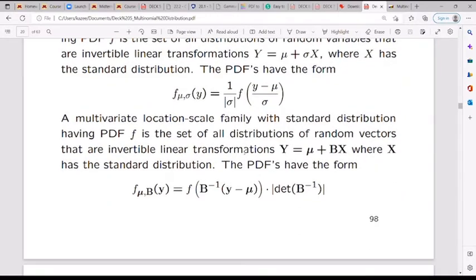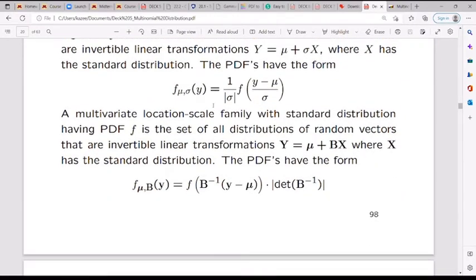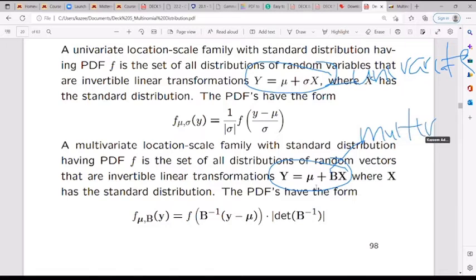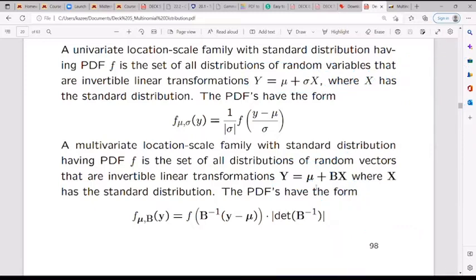If I want to write that in a multivariate form, I'm going to write it this way. Here, instead of the absolute value of sigma, I'm going to have the determinant of B raised to the power minus 1. Take a look at this. This is for the univariate case, but here is a multivariate version. We're basically going to use vectors. Mu here is a vector, B here is a vector, X is a vector. So that's a multivariate version.